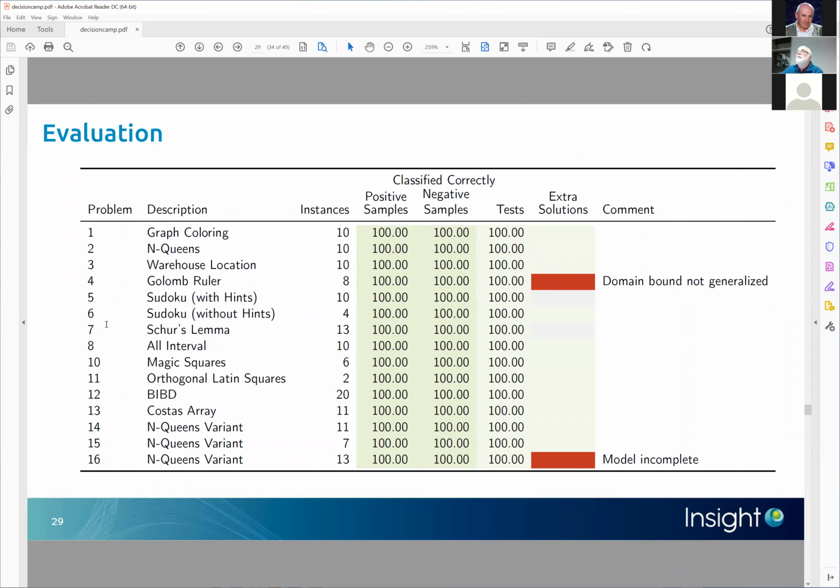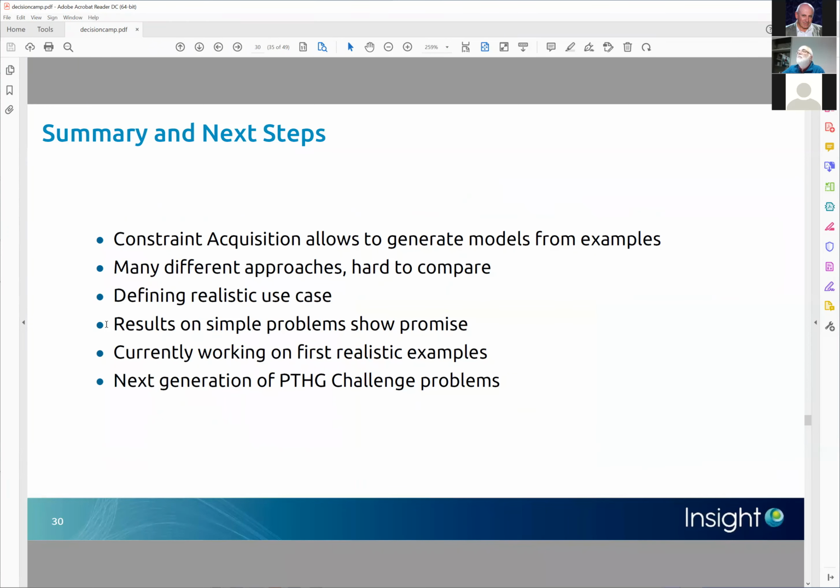Okay, so what is this all about? What have we done? Well, I've given you some examples of constraint acquisition, which allows us to generate models from examples. As an area, this is an area of active research. There are many different approaches, but they are hard to compare. So what we were trying to do was define a realistic use case. The use case is that we want to take the models that we have learned and apply them to new data and find solutions to these new problems. And I think that is a use case that most people can subscribe to.